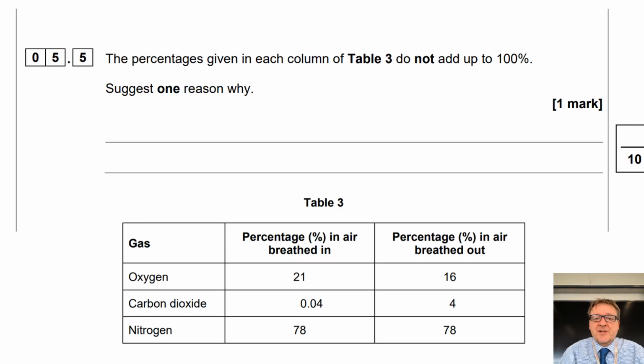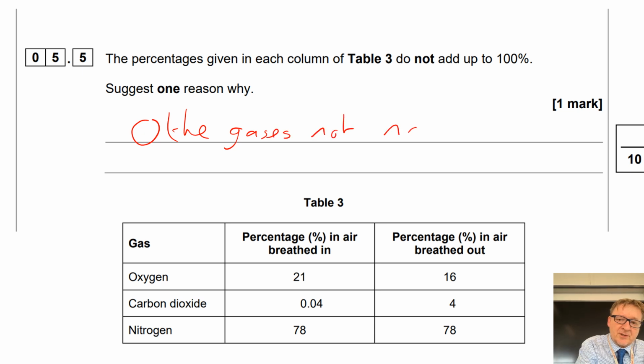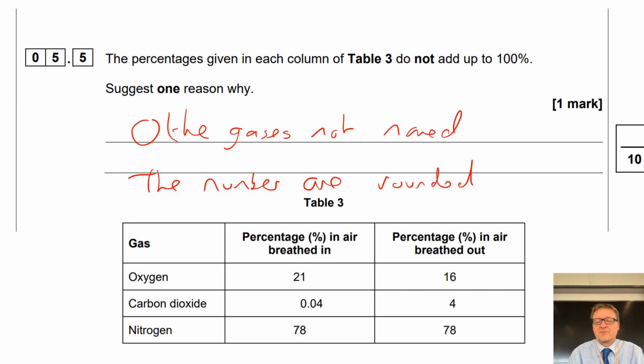5.5. The percentages given in each column of table 3 do not add up to 100%. They don't add up to 100% because there are other gases not named. So for example, argon isn't on there. And also it could be because the numbers are rounded. So it's not 21.36, it's rounded.